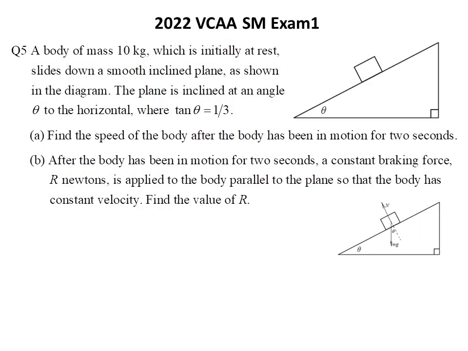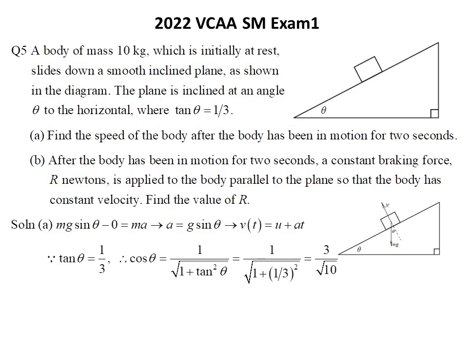According to the diagram, the component of the weight parallel to the plane is mg times sine theta. Based on Newton's second law, mg times sine theta equals ma. So the acceleration of the body, a equals g sine theta, which is a constant. Then we apply the motion formula v of t equals u plus at. Here u is the initial speed of the body, and in this case, it equals 0.